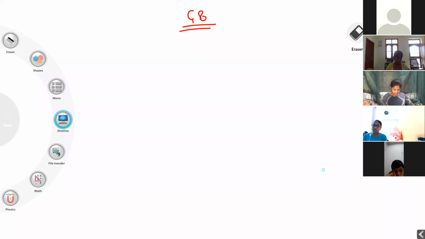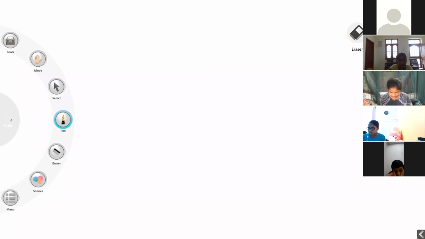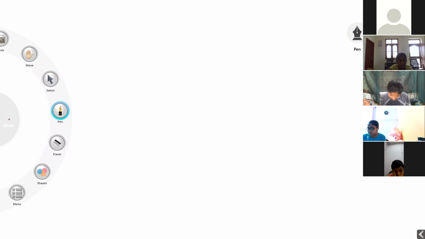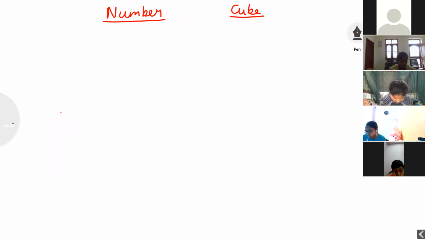Note down firstly. Note down here, number. Next, cube. In the previous class I already told you to learn the cubes of 1 to 20, minimum 1 to 10.